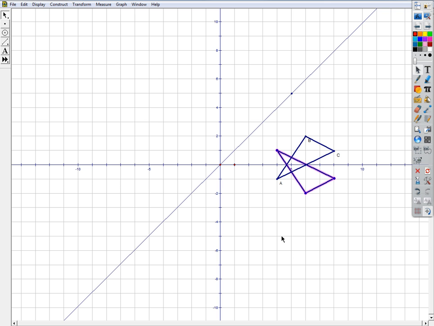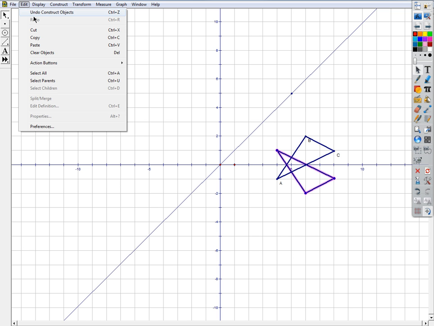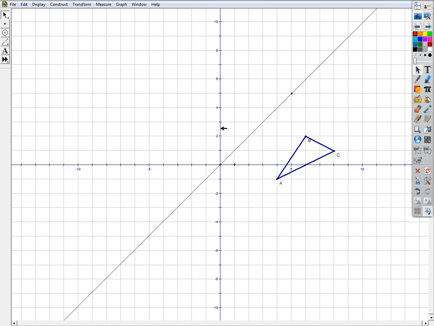Now do it over the y. Okay, if I reflect it over the y-axis, I can do that too. Let's go transform, mark mirror, and reflect. And there it is, right? Make sense? Okay. We'll do some more of that stuff.